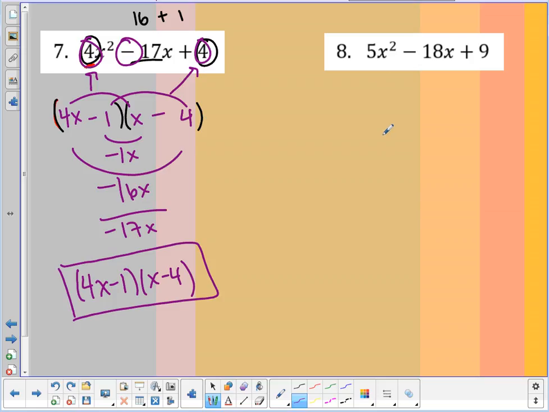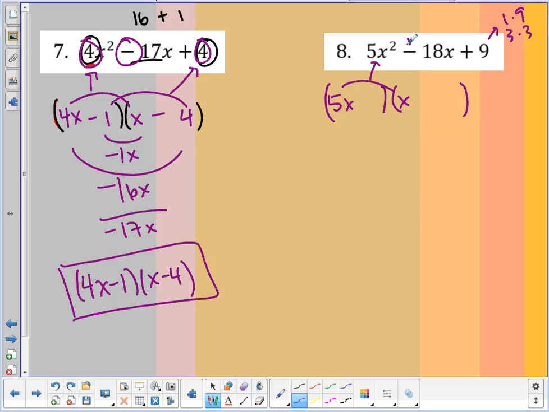Let's try number 8. 5x squared minus 18x plus 9. So no GCF. Only one way to get 5x. That's always helpful. When you have a leading coefficient that's prime and there's only one way to multiply two things to get to that number, that always makes your life a little bit easier. So 5x times x is going to give me the 5x squared. I'm done there. Now 9. 9 has a couple of options. 1 times 9, 3 times 3.